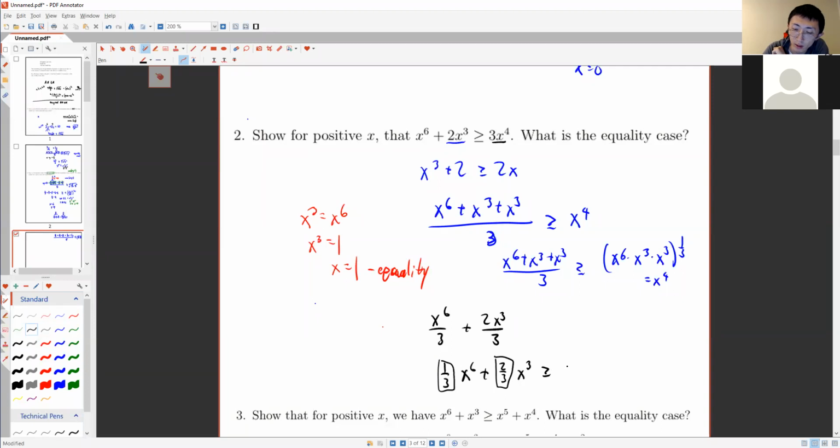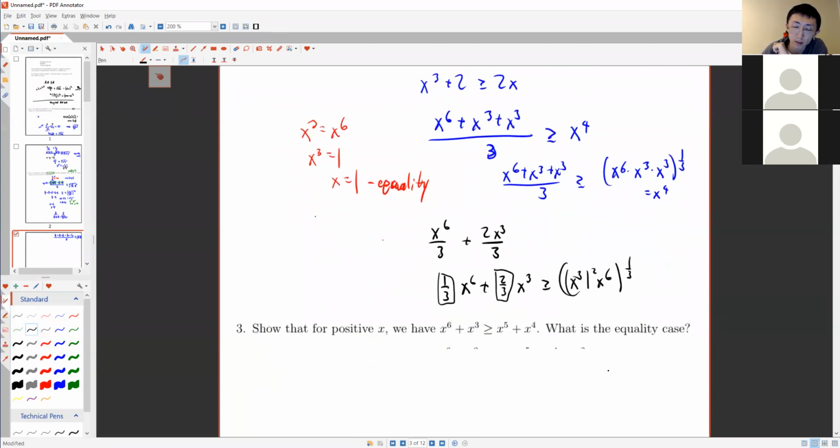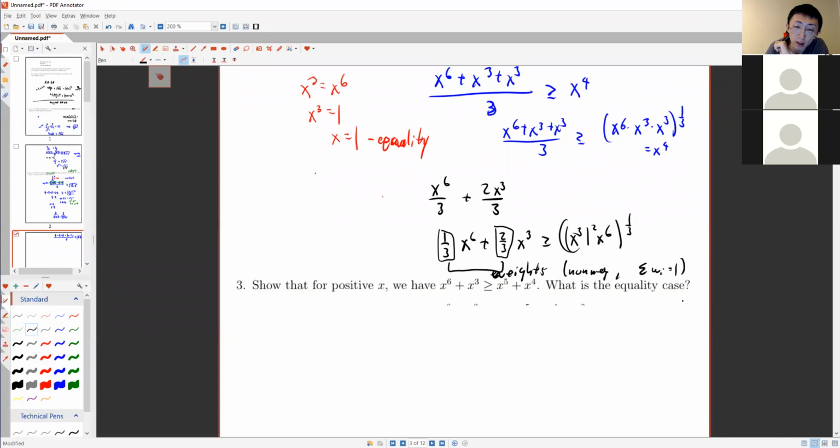And then this is greater than, basically you weight the 2/3 one twice and the 1/3 one once, all to the 1/3. Square x to the 6th to the 1/3. So these are called the weights, and they generally are non-negative, and they should add to 1. So the sum of the weights equals 1. Okay, so show that for positive x, this is true.